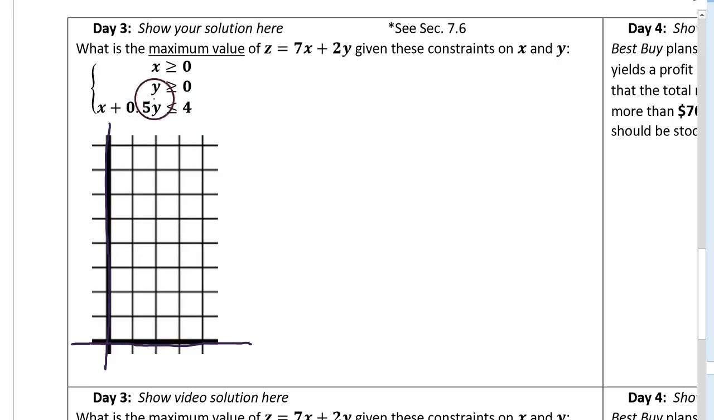When this term is 0, then x has to be 4. So there is a dot at positive 4 on the x-axis. That's called the x-intercept. When the x term is 0, the y is 8, because 0.5 times 8 makes 4. And so there's a dot at 8 on the y-axis. 1, 2, 3, 4, 5, 6, 7, 8 up here. And then we can draw our diagonal line connecting these dots.